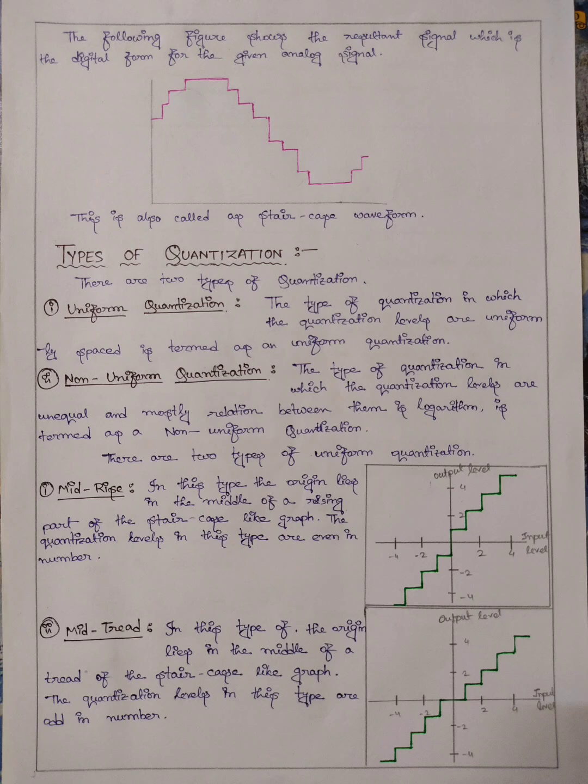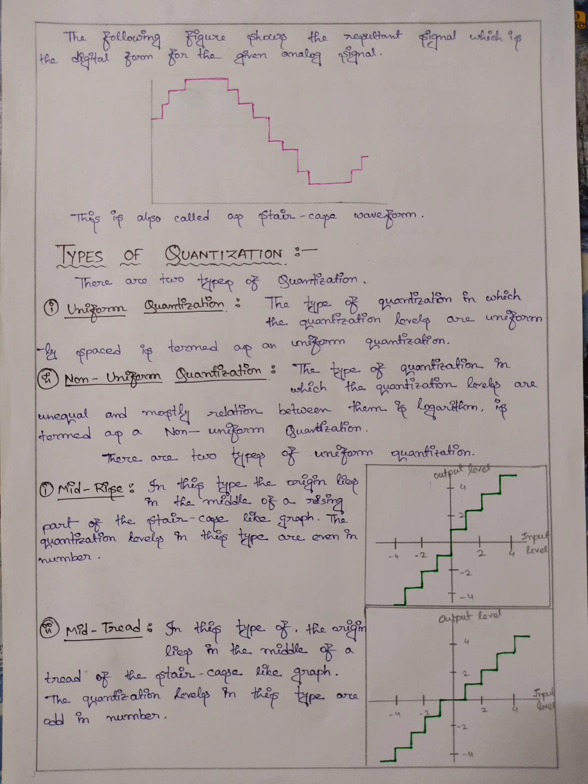Next, types of quantization. There are two types of quantization. Number 1, uniform quantization. The type of quantization in which the quantization levels are uniformly spaced is termed uniform quantization. Number 2, non-uniform quantization. The type of quantization in which the quantization levels are unequal and mostly the relation between them is logarithmic is termed non-uniform quantization.